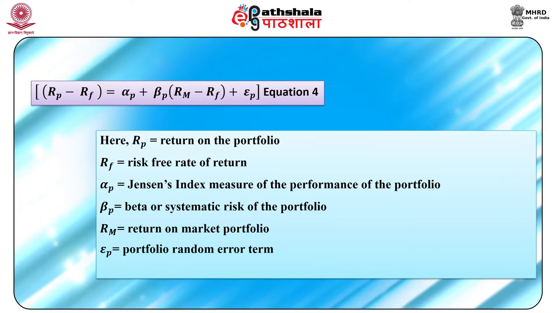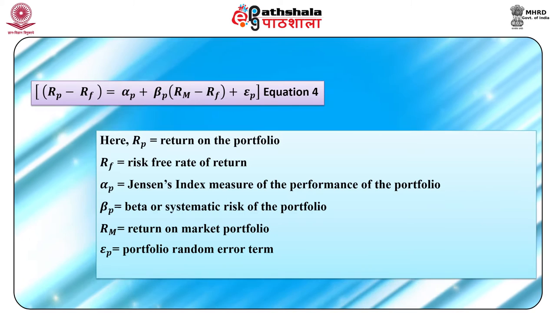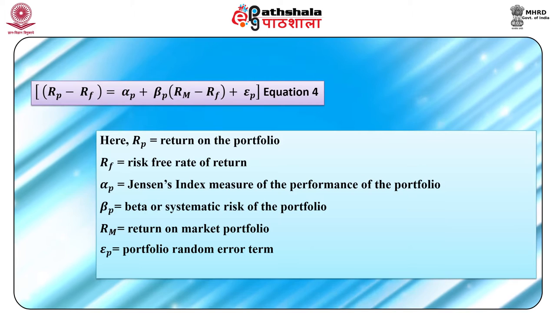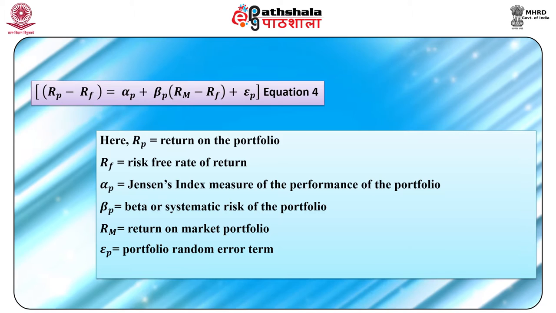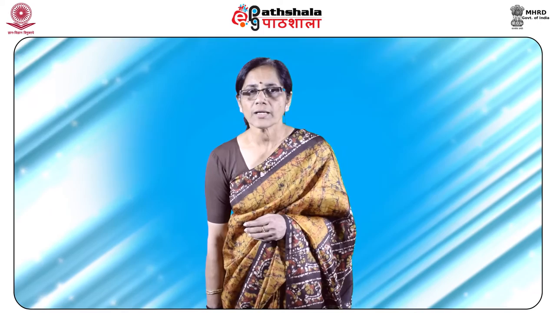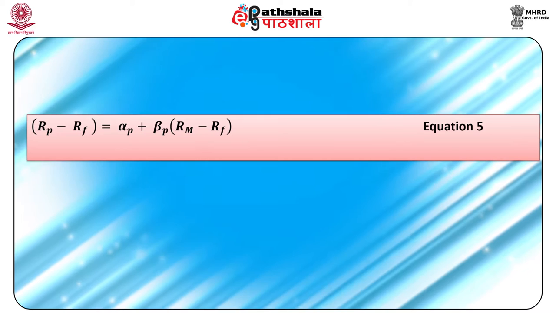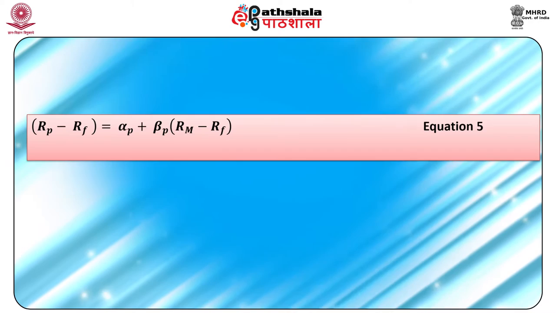In this equation, RP stands for return on portfolio. RF stands for risk-free rate of return. Alpha P is Jensen's index, which measures the past performance and the differential performance of the portfolio. Beta P stands for beta or systematic risk of the portfolio. RM stands for return on market portfolio. EP is the portfolio random error term. Now taking all these figures in the equation, we can obtain RP − RF = αP + βP (RM − RF). This is our fifth equation.